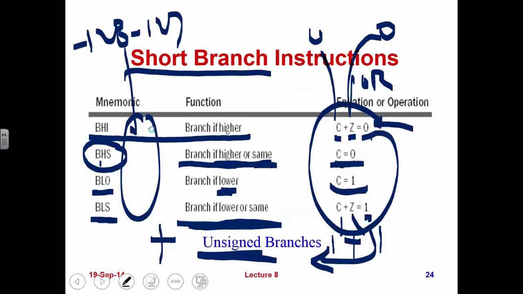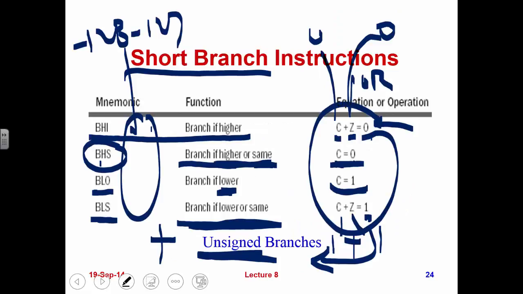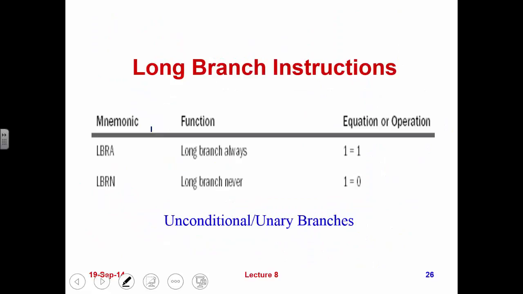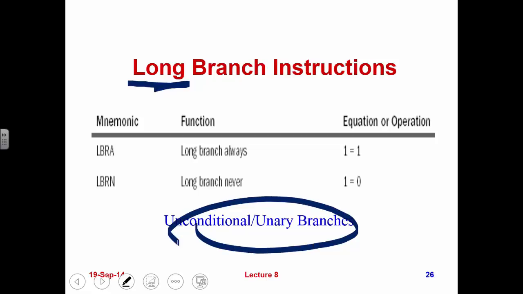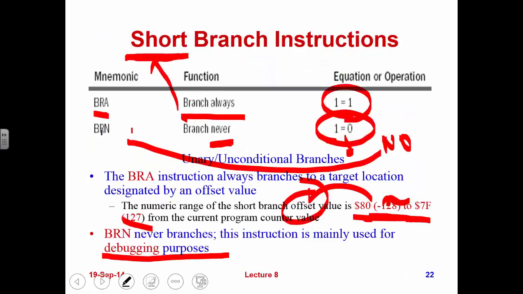Now in comparison, we have long branch. We have the same pair of long branch for each of the short branches that we just went over. So it's very easy. We simply add an L ahead of the short branch. We have BRA and BRN, and we add an L ahead of them. We have LBRA, LBRN. That's long branch.